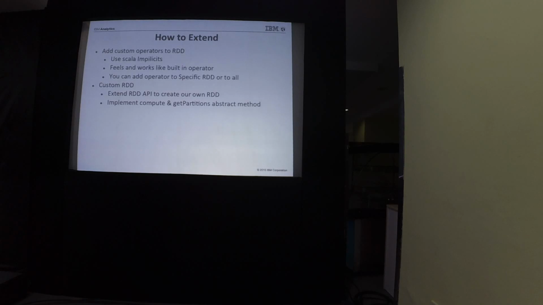Now custom RDD, right? So extend the RDD API to create your own RDD. They have exposed this custom RDD. You have to implement two things. For sure, there are other things, all the five things we saw, partition and all that. But you have to implement the compute and getPartitions abstract methods to extend RDD and create your own.